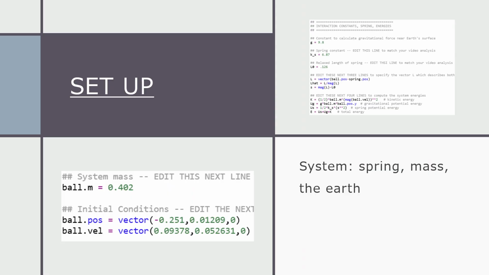So for the setup, we had to put the mass of the ball so that the oscillation was better representative of what was going on in the actual experiment, and we also had to calculate the initial velocity using the initial position, which was given to us through the tracker data.